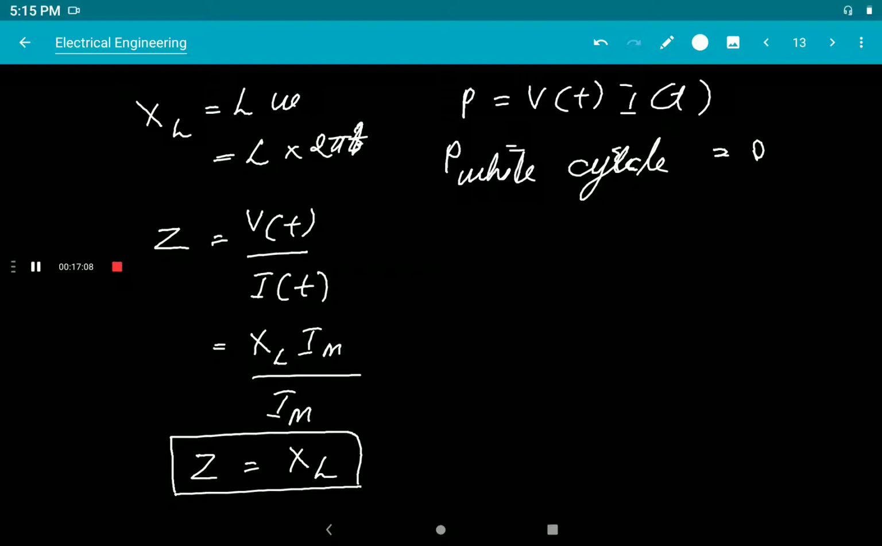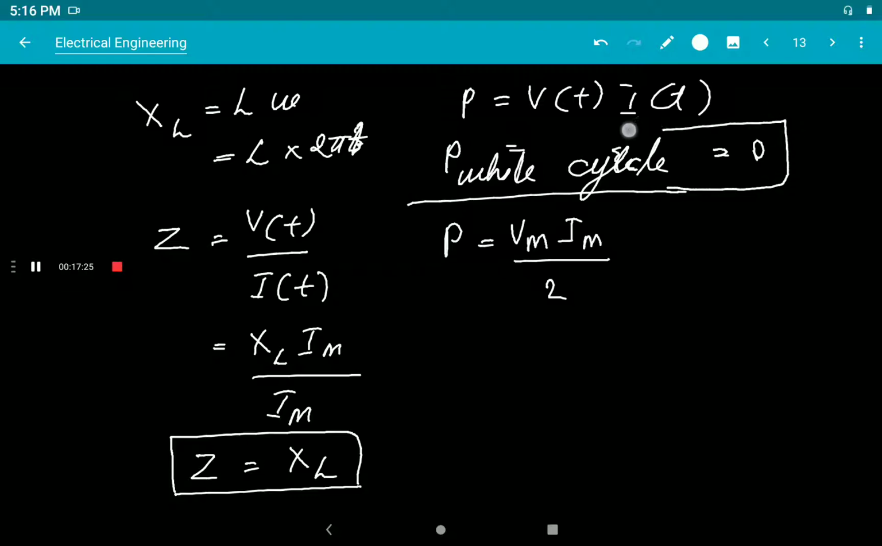But the maximum value of instantaneous power is taken as P equal to Vm Im by 2. So the maximum or instantaneous value is Vm Im by 2. For a whole cycle, the total power for a pure inductive circuit is 0. For a pure resistive circuit it is Vm Im by 2. For a pure inductive circuit, the average power is equal to 0.